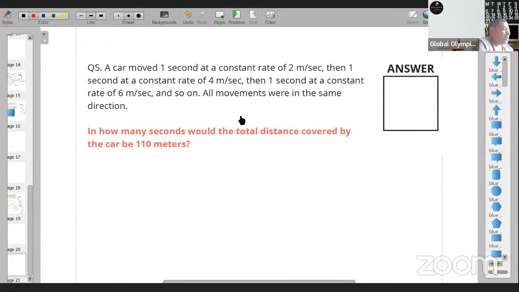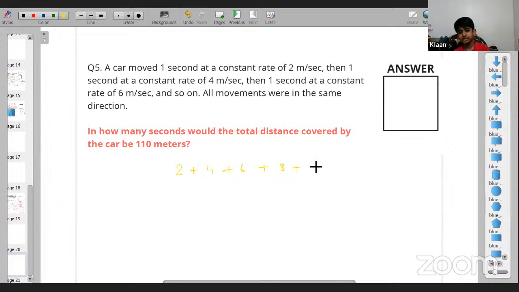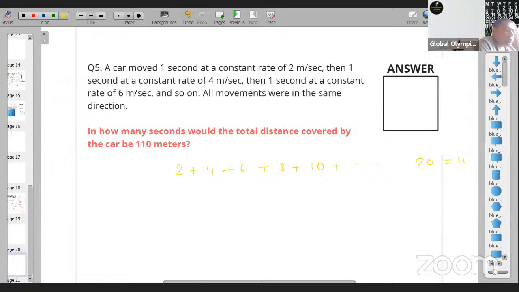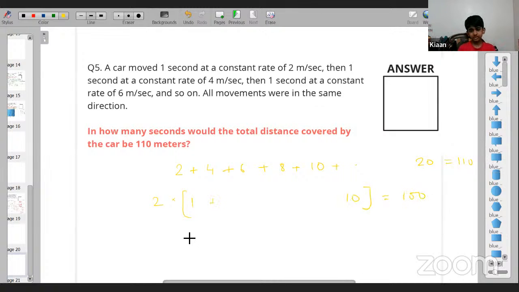Yeah, correct. How did you get that? Because we want 2 plus 4 plus 6 plus 8 and so on, the sum to be 110 meters. So every distance has a common factor of 2, so I take it as common and divide both sides by 2. So 1 plus 2 plus 3 up to some number is equal to 55. So that's 10 seconds. Correct. So 1 plus 2 up to 10 is equal to 55.